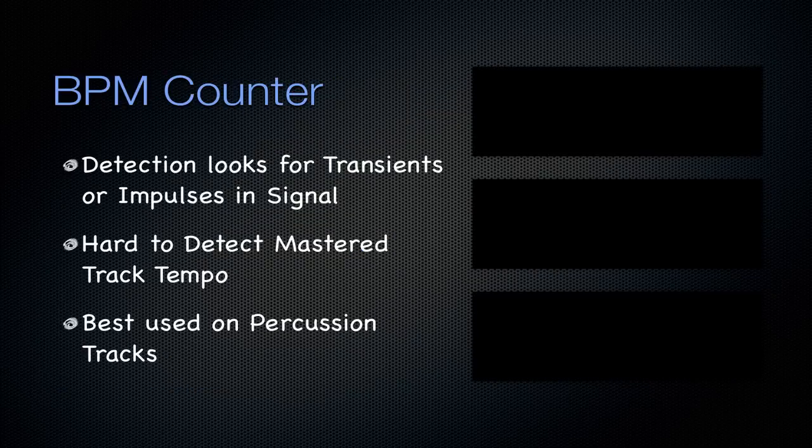Next is going to be the BPM Counter, and it's a tempo analyzer based on the transients or impulses of that signal. It's hard to detect a mastered track's tempo. Why is that? Because a mastered track, the output of a master, is basically a very high volume track. So it kind of hides all the transients in the track with high compression, limiting, etc. Keep that in mind. It's best used with percussion tracks because, like I've said before, percussion is in itself a transient or an impulse.